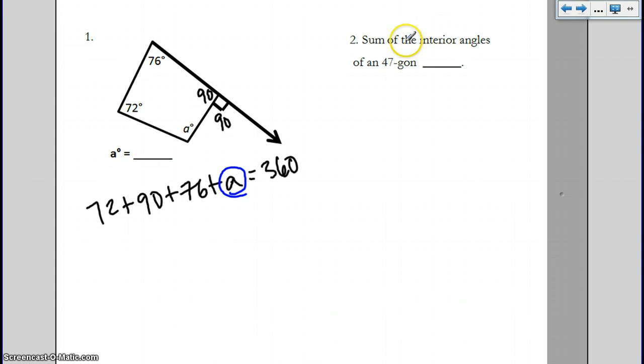So the sum of the interior angles of a 47-gon. That's my next question. If I have 47 sides, I have to do what to find the number of triangles? That's the number of triangles, multiply it by 180, and I get the sum.